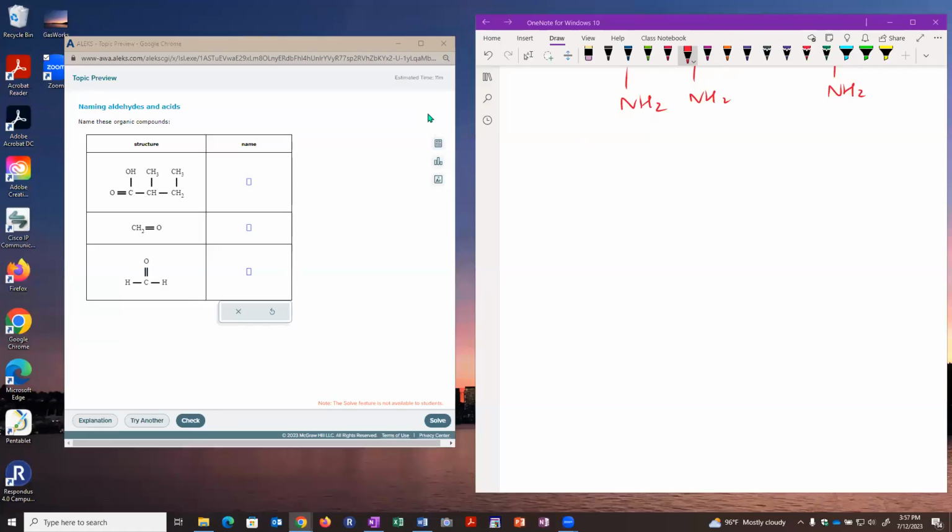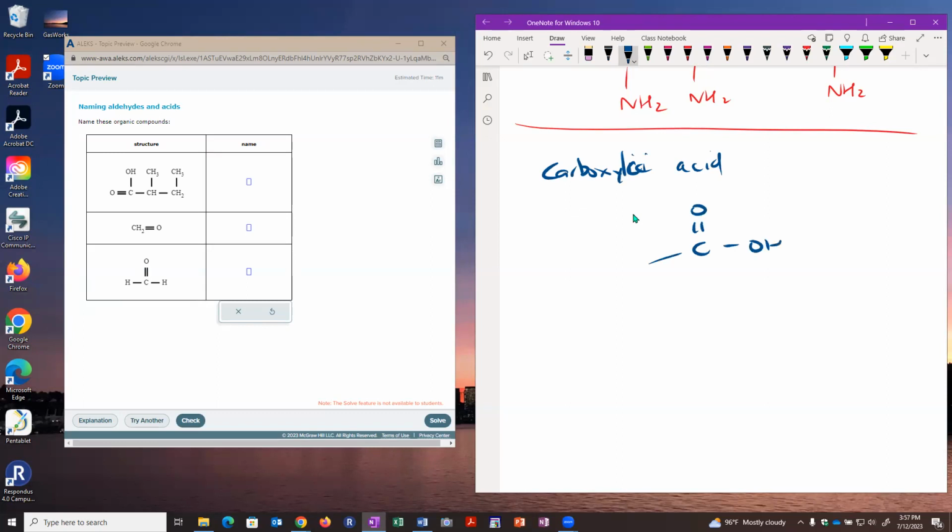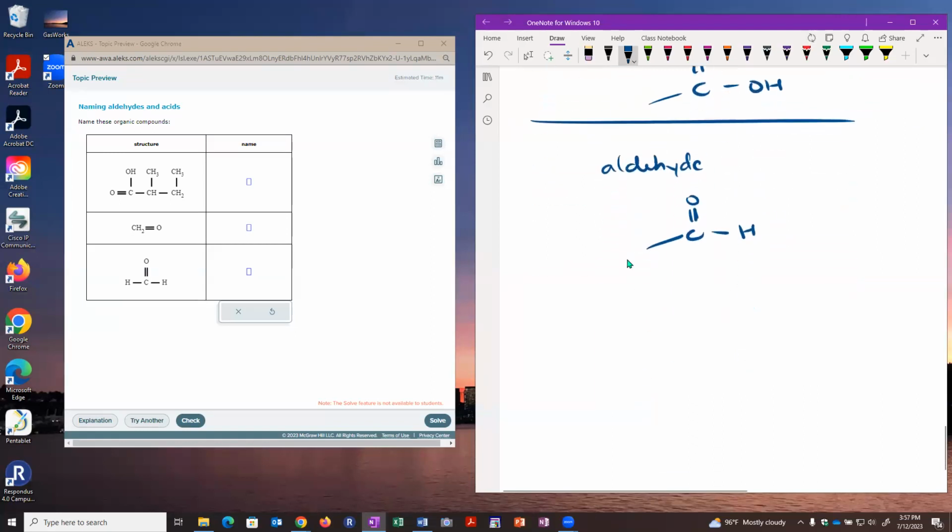All right, now we're going to take a look at naming aldehydes and carboxylic acids. So when it comes to naming these, you want to make sure that you identify what family they belong to first. Okay, so remember now your carboxylic acid is going to have the C double bond O connected to the OH, whereas your aldehyde also has the C double bond O, but then that's connected to an H, right? So they look very similar, but they're actually different, and they have different properties. All right, let's take a look at the first one.